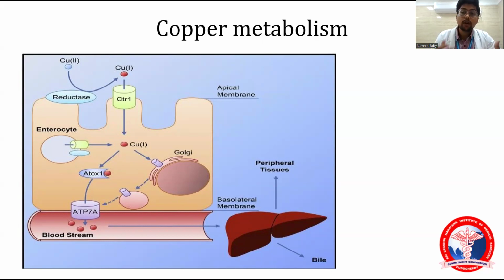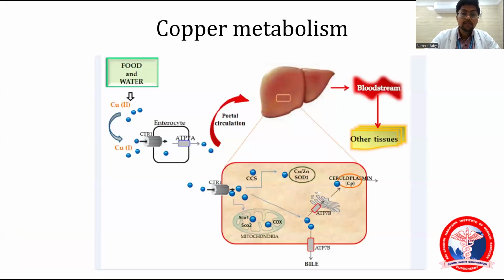Now let's get to know what happens in the liver. Here we can see that in the food and water that we consume, the copper gets converted from Cu2+ to Cu1+, and through the copper transporter 1, it enters into the enterocyte. And then by means of ATP7A, it enters into the circulation. Once it reaches the liver, again it enters into the hepatocyte by means of the copper transporter 1. There, this copper gets incorporated.